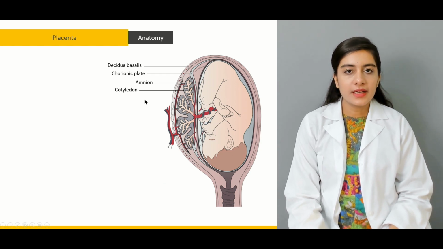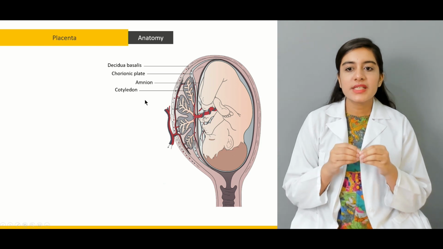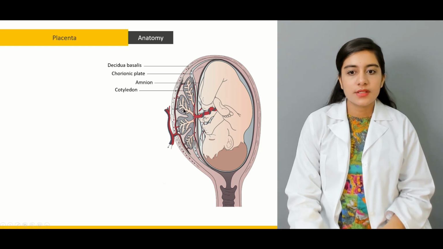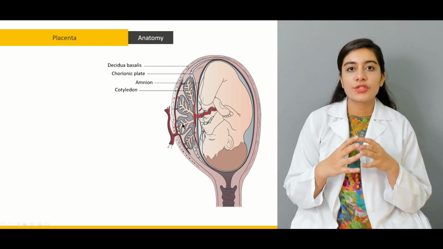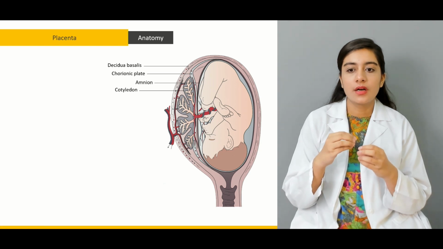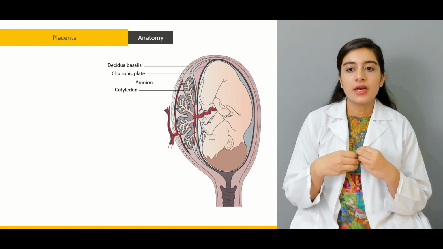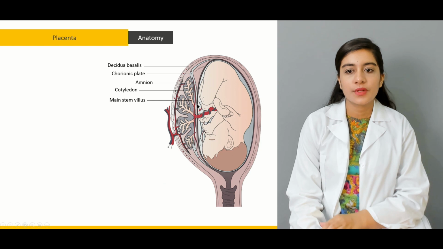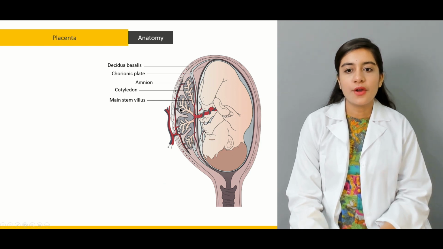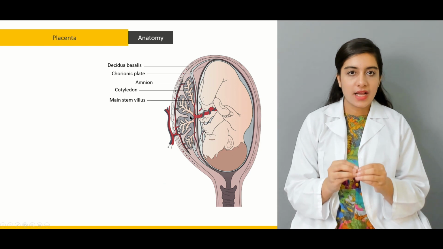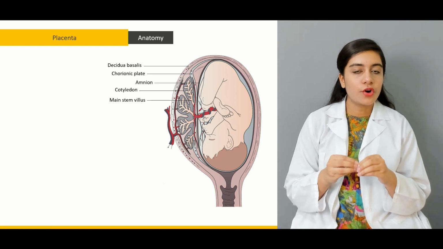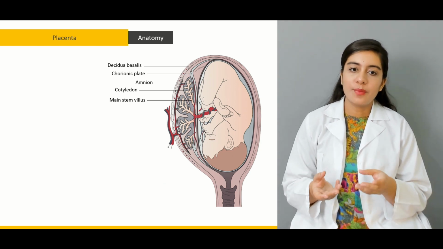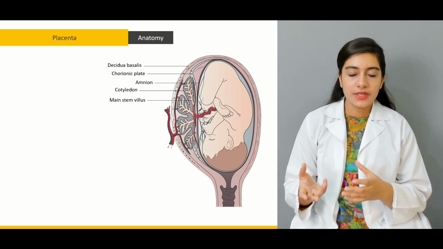Then we have the cotyledon. Cotyledon is basically the center of the whole structure. These parts are the central portions, or you can say the main building blocks of the placenta. Then we have the main stem villus over here. These areas are the villi or villus, and these villi are responsible for the absorption of all the nutrients, all the oxygen and everything that is required by the placenta, by the fetus.